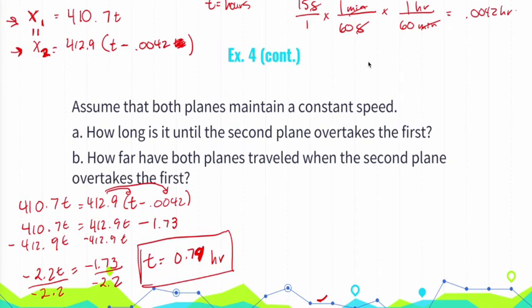How far will both planes have traveled when the second plane overtakes the first? We can then take this t and plug it back into either one of these equations. I'm going to plug it back into the first one just to make things a little bit easier. So the distance is going to be 410.7 times 0.79, which is 324.5 miles.